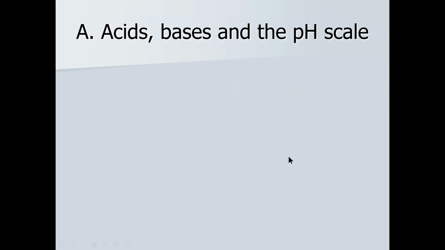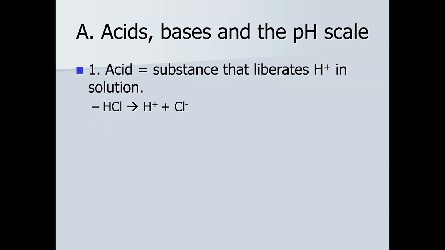Acid-base balance. Remember, we have acids, we have bases, and we have a pH scale. Okay, an acid, this is the Arrhenius definition. There's Arrhenius and Bronsted and Lowry, and then there's another one that we want to go into. But the Arrhenius definition of an acid is a substance that liberates a hydrogen ion in solution.